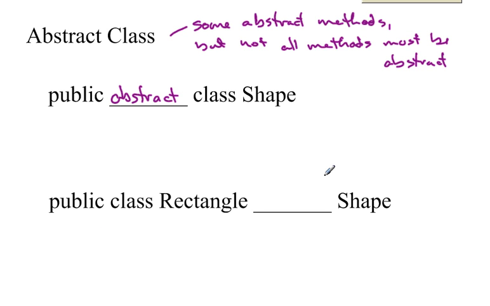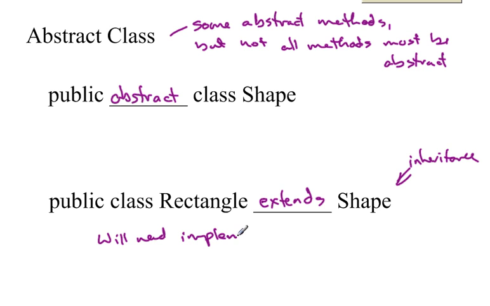And then when we want to have something that extends it, this is actually inheritance. So this goes back to inheritance. Our rectangle inherits from shape. Now here we will have to add code, or implementation, for the abstract methods in shape.